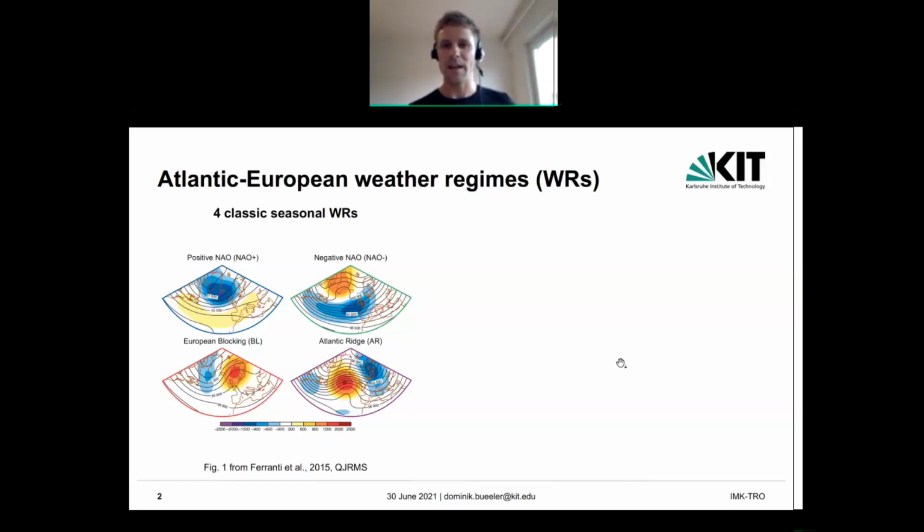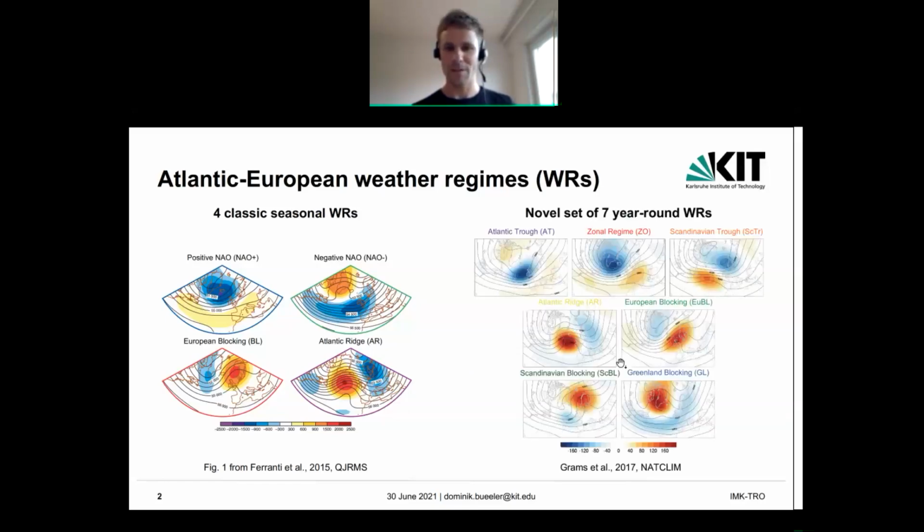So for this reason, we look at a relatively new set of 7 regimes. The key advantages of these regimes are, first of all, that they're defined year-round, as I said. And second, the higher number of regimes allows a more detailed view on surface weather modulation than the classic 4 regimes typically do. When you see these regimes here defined in ERA-Interim, we have 3 cyclonic type regimes at the top and 4 block type regimes at the bottom.